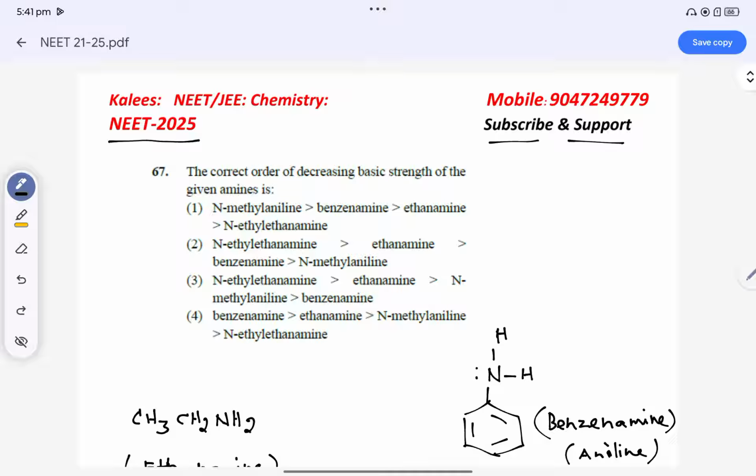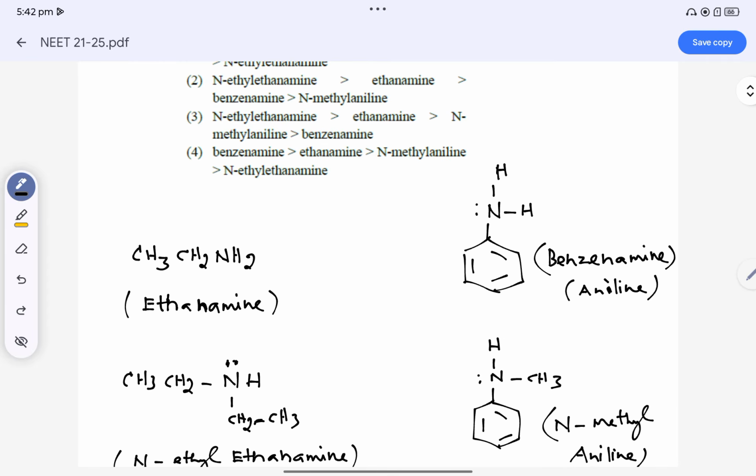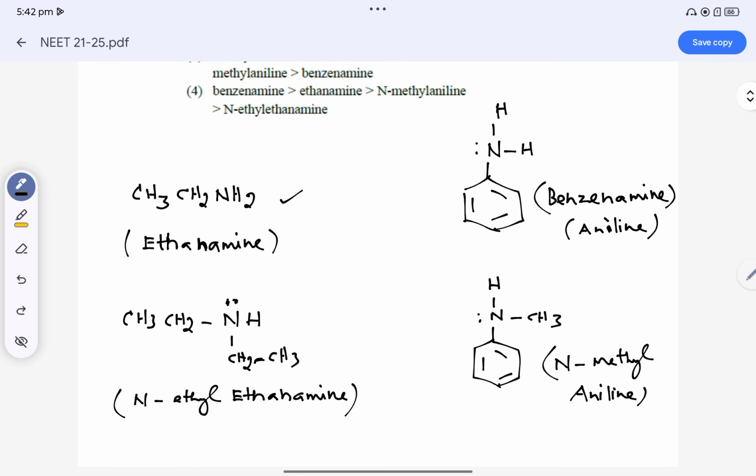Okay, my dear students. The first question is: the correct order of decreasing basic strength of the given amines. I have written the four structures of the amines. Amine 1 is ethanamine, and aniline, otherwise called benzenamine, and N-ethyl ethanamine, and N-methyl aniline.